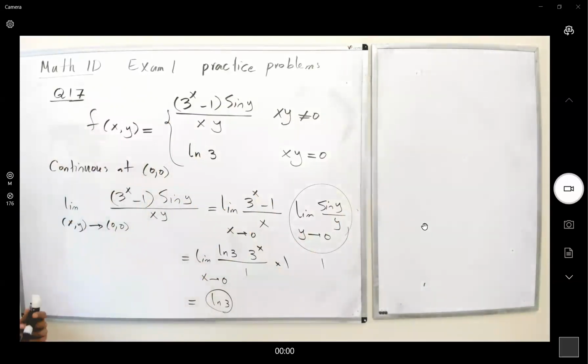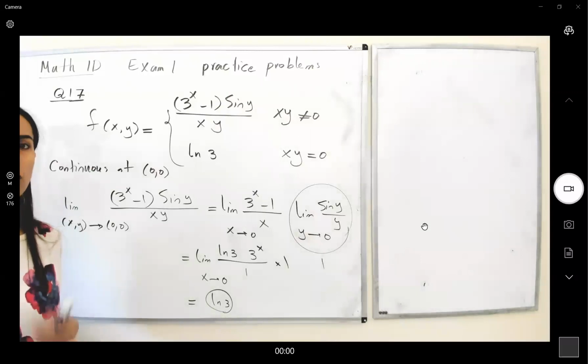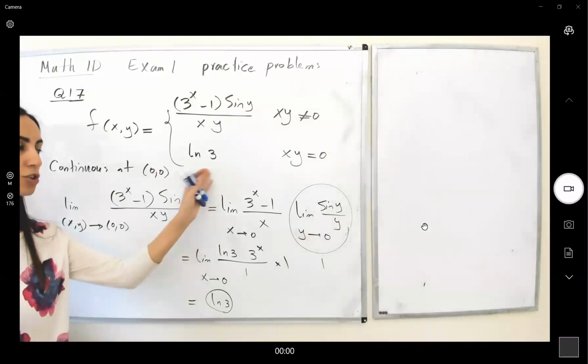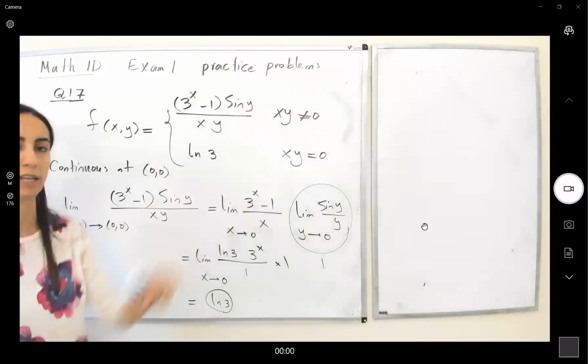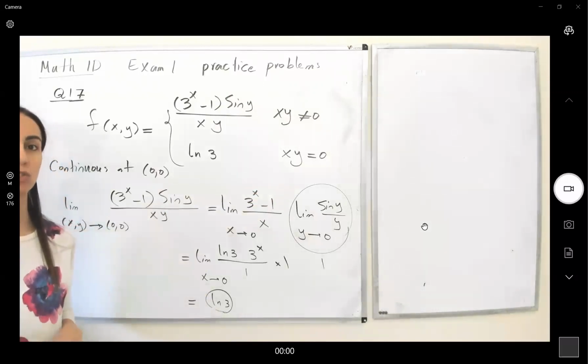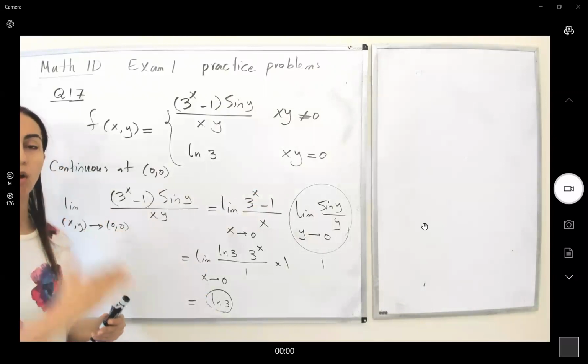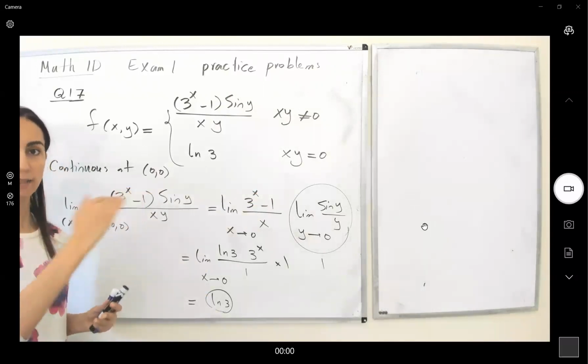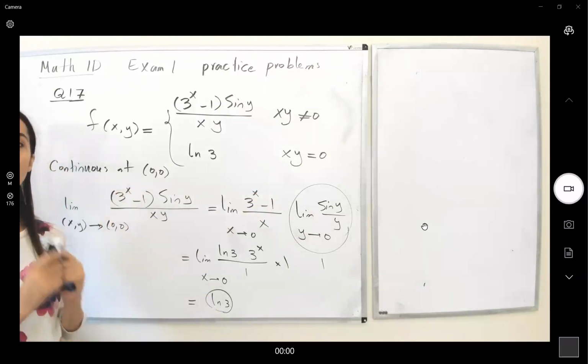Very well. And the final condition, we need to show that the limit is actually equal to the value of the function at 0 and 0, which you can see here. So on the exam, you need to list all of the 3 conditions and prove them one by one.